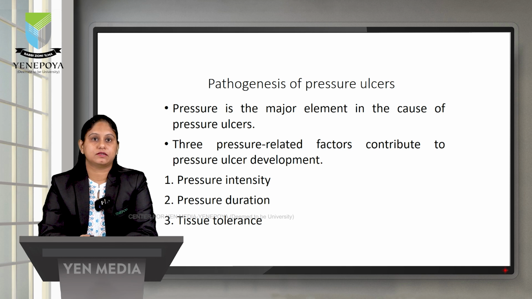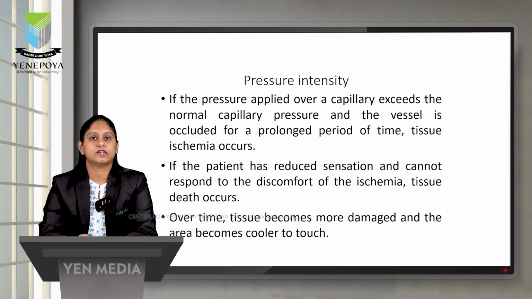Pathogenesis of pressure ulcers. Here the main cause or the major element of pressure ulcer development is pressure. There are three pressure factors which contribute to pressure ulcer development. The first is pressure intensity, then pressure duration and tissue tolerance. Let's see the first one, the pressure intensity.